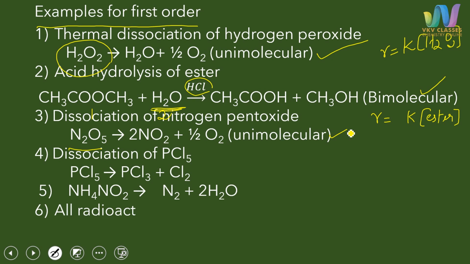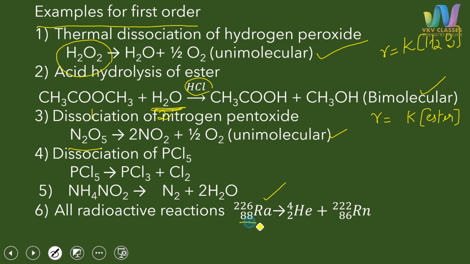Then all radioactive reactions. Radioactivity is a nuclear reaction and all radioactive processes are examples for first order reaction. For example, radium having atomic number 88 and mass number 224 gives an alpha ray. This is an alpha ray. Then radon, atomic number 86 and mass number 222. So this reaction is also a first order process.